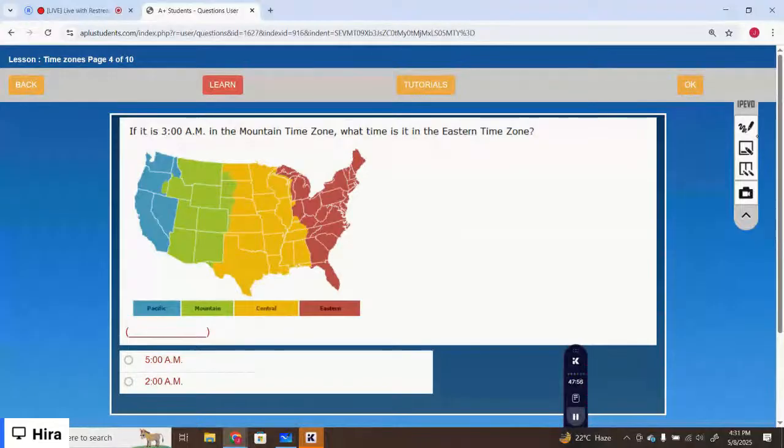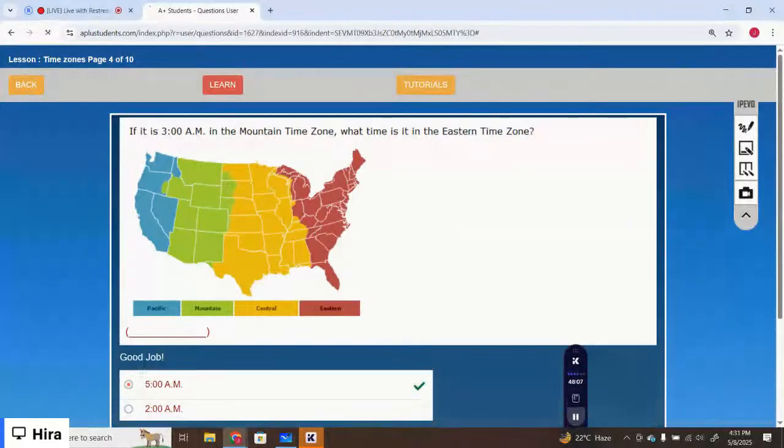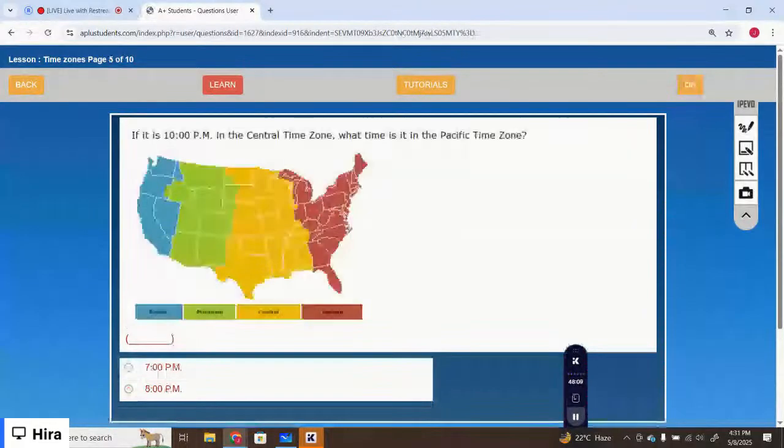Here is the eastern zone, right? And here is the mountain zone. The eastern zone is 2 hours ahead of mountain. So 3 plus 2 is 5. That is 5 a.m. That is forward.